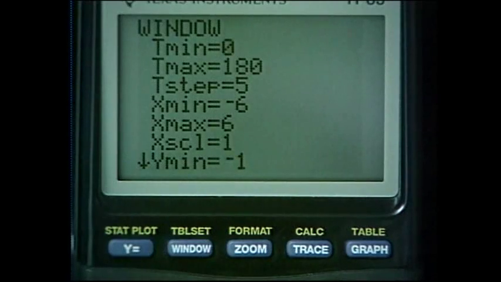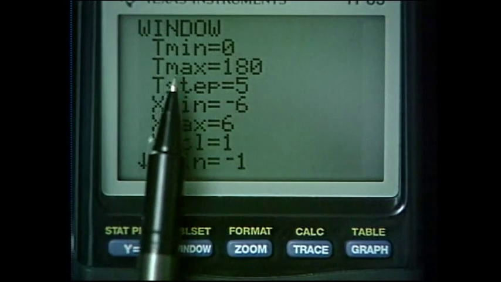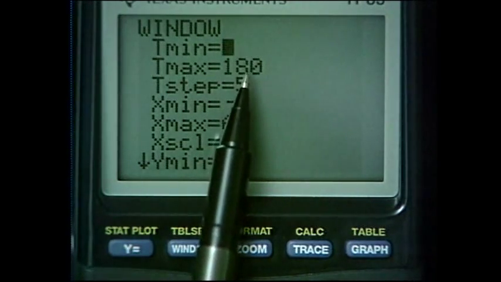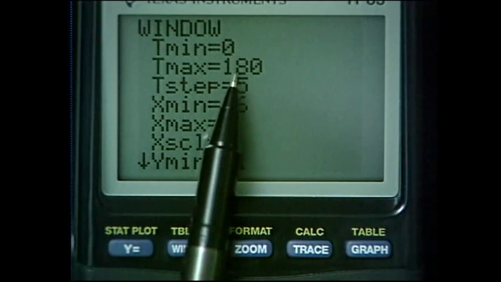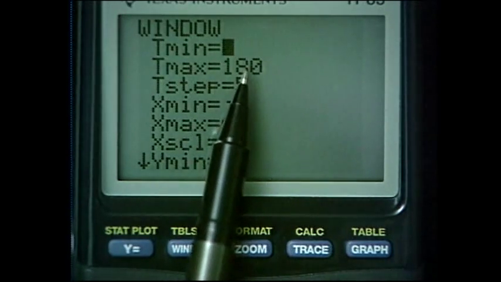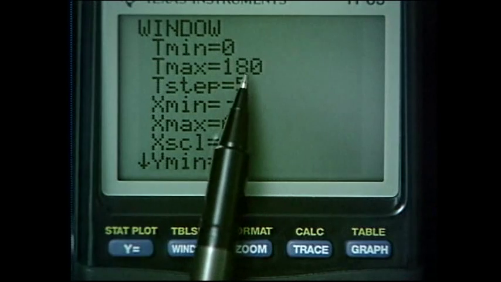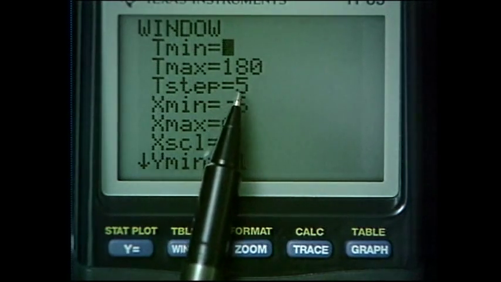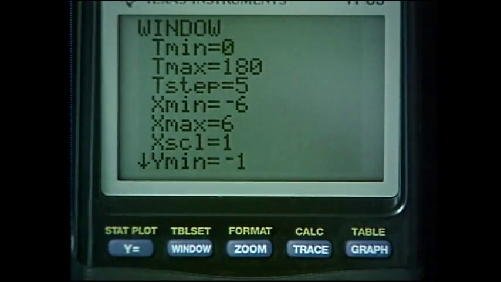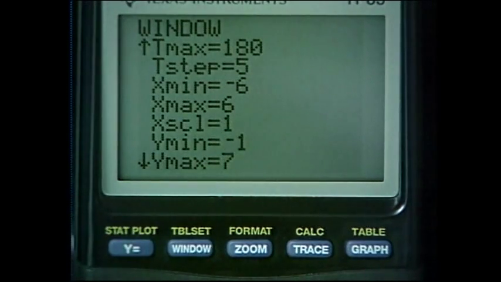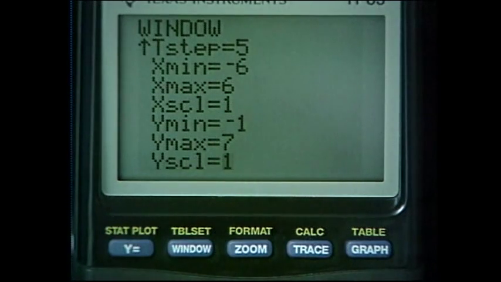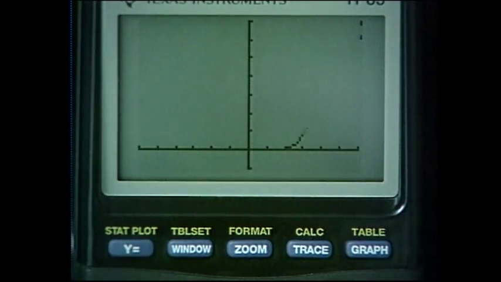And for the window settings, now I'm taking a chance with this graph, and I'm thinking, well, maybe this graph completes one complete cycle in 180 degrees. I'm thinking degrees here because I certainly would not set up 180 radians, and my step is 5 degrees at a time. I set up x minimums and maximums according to a square perspective. You can have a look at them here, just in case you're setting up your calculator the same way. X minimum -6, x max 6, y minimum -1, y max 7, and the graph has this appearance.